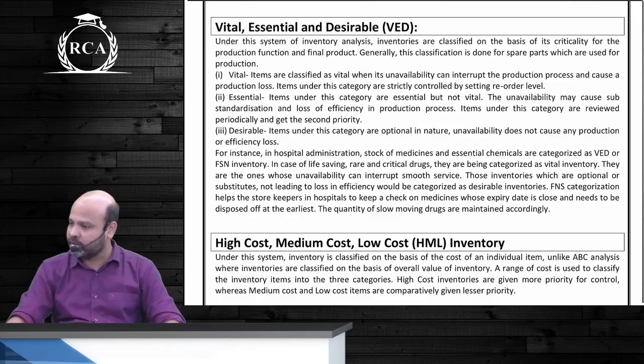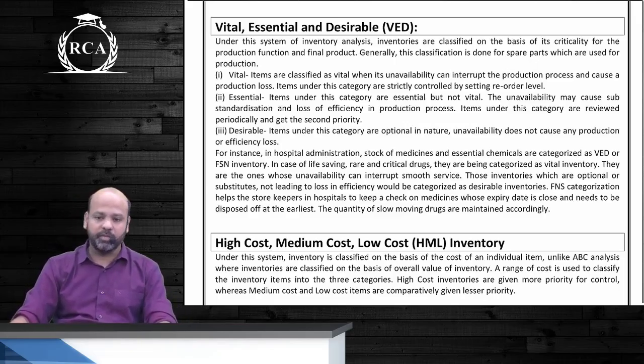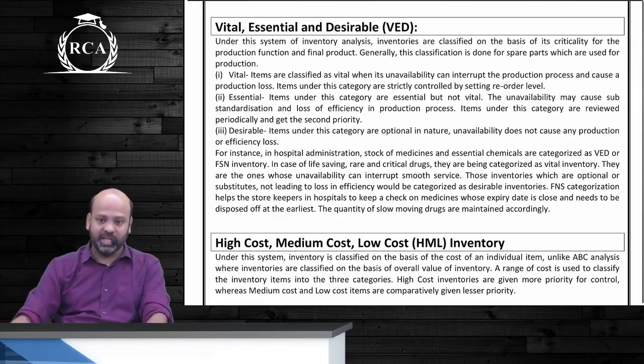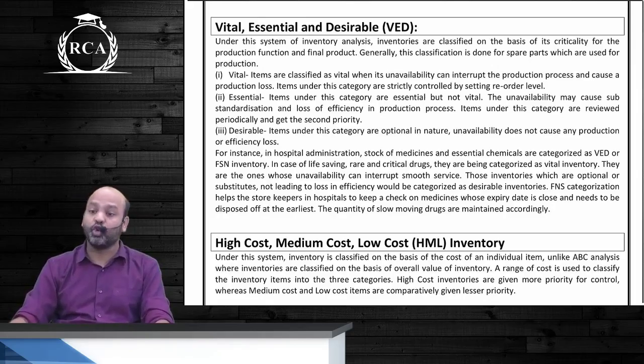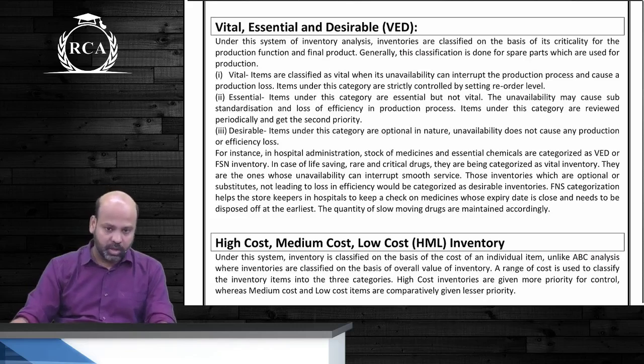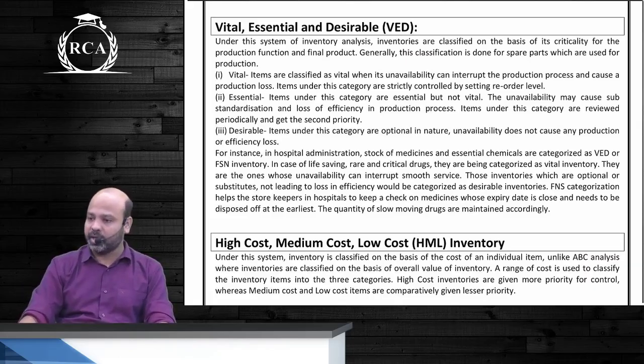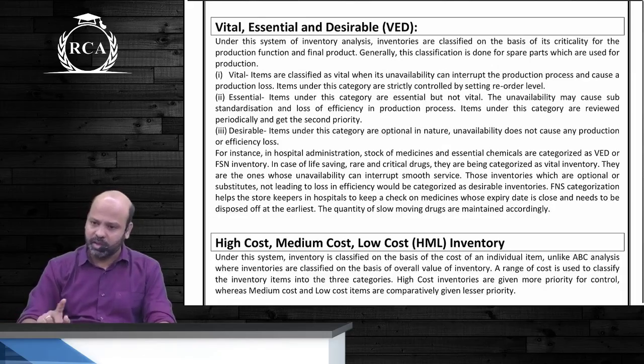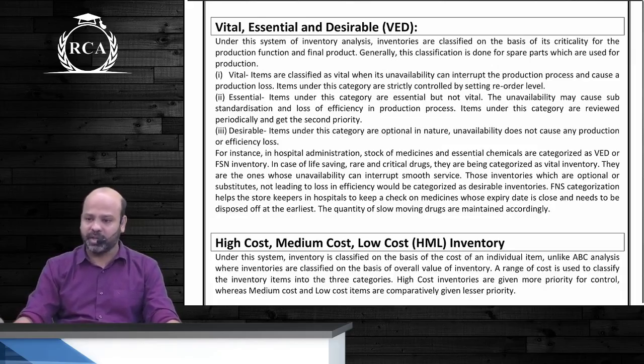Yes or no guys? The last one beta is high cost, medium cost, low cost, HML category. HML category is exactly the same as ABC, just that classification is not based on total cost of inventory, instead it is based on cost per unit. ABC is based on total cost, number of units multiplied by cost per unit. HML takes cost per unit, not widely used as such beta, but ABC is widely used. Almost all the organizations implement ABC classification.